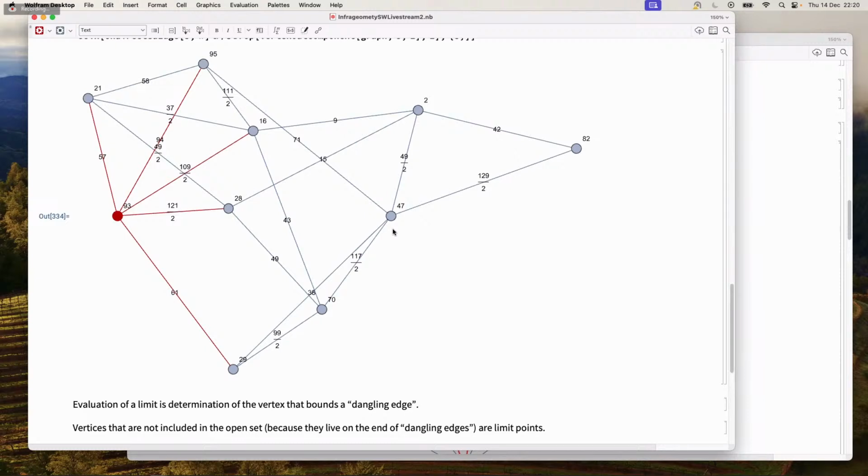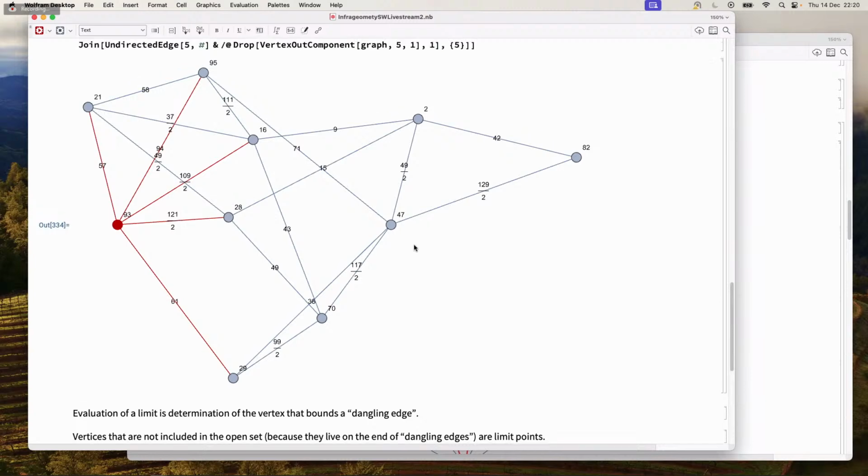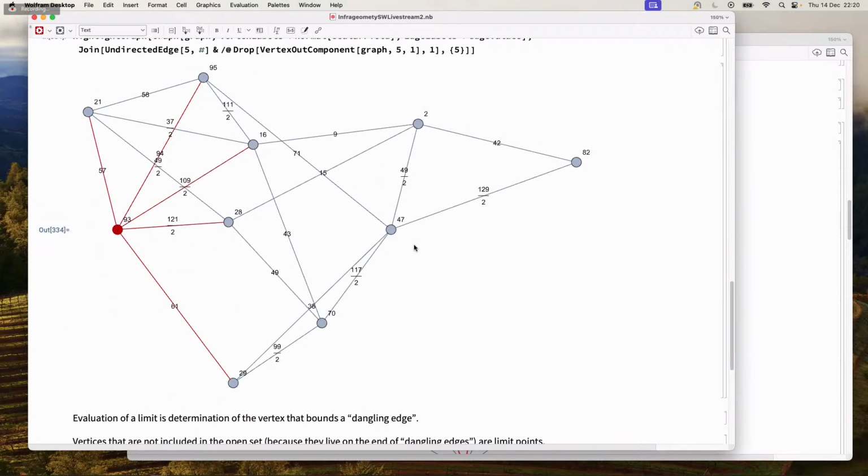But that's just like saying, you've got an open set, you put in its limit point. That's evaluating a limit. It's exactly the same. Fine. It's clearer for me. Okay, let's keep going.